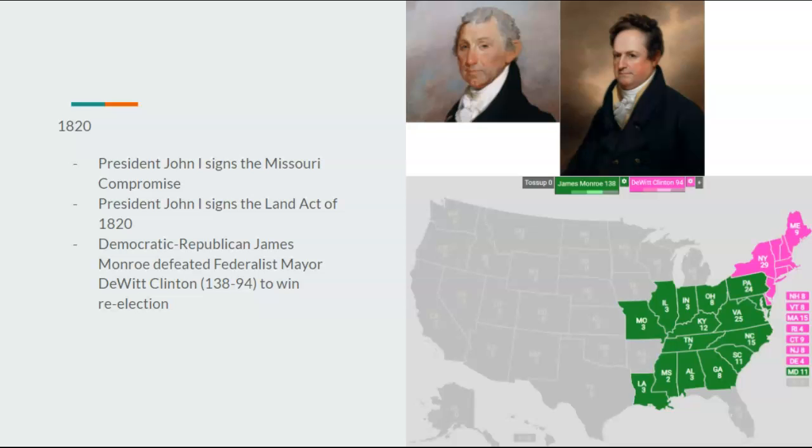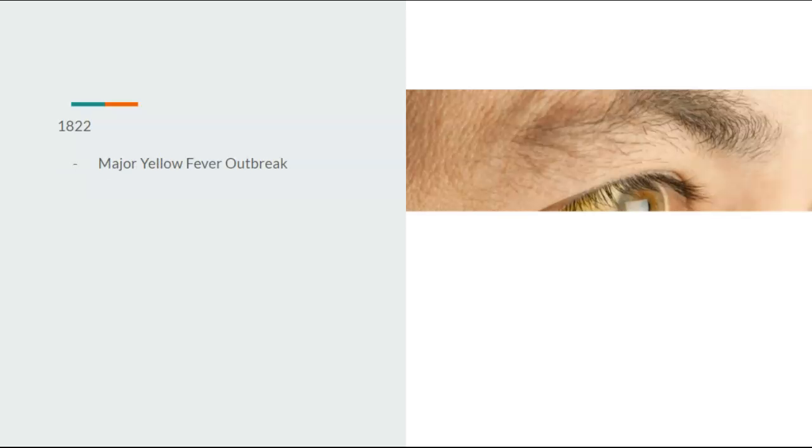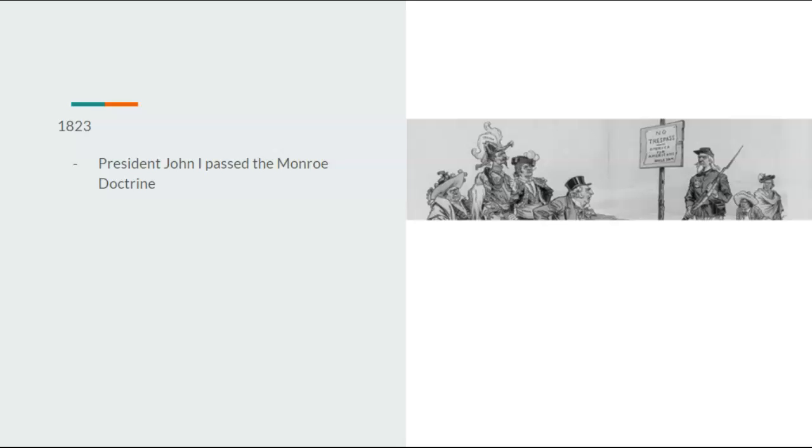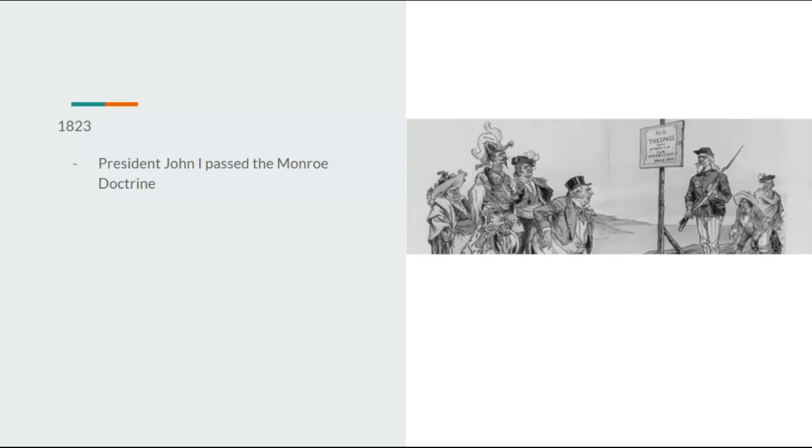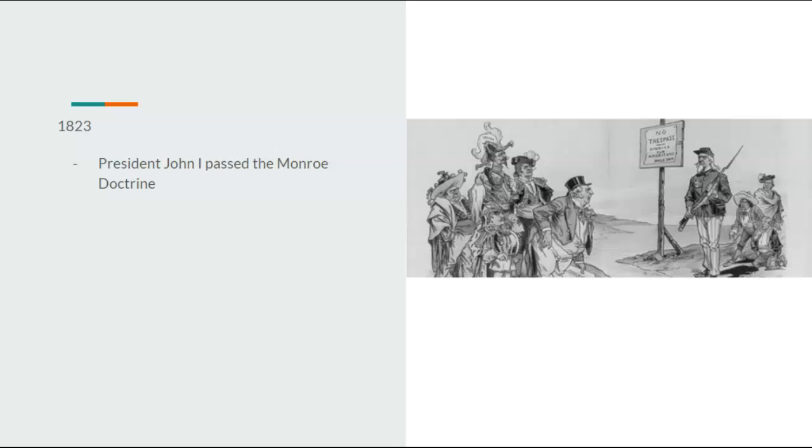And we would also have Democratic-Republican Vice President James Monroe defeating Federalist Mayor DeWitt Clinton 138-94 to win re-election. In 1821, there is nothing noteworthy. In 1822, there was a major yellow fever outbreak. In 1823, President John I passes the Monroe Doctrine, which is Vice President Monroe's idea. However, he didn't want to do this. Many members of Congress would persuade him to do so.